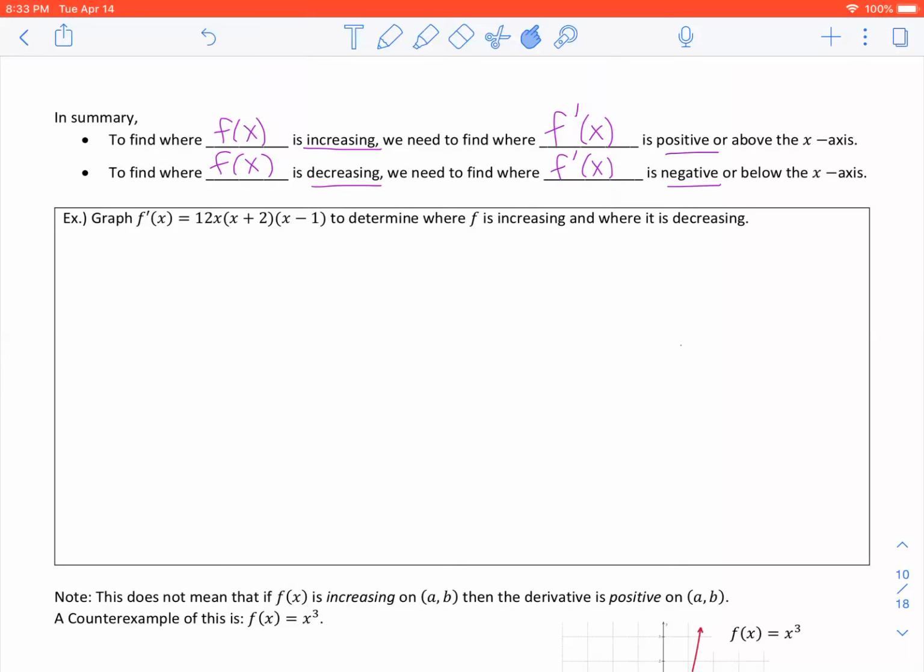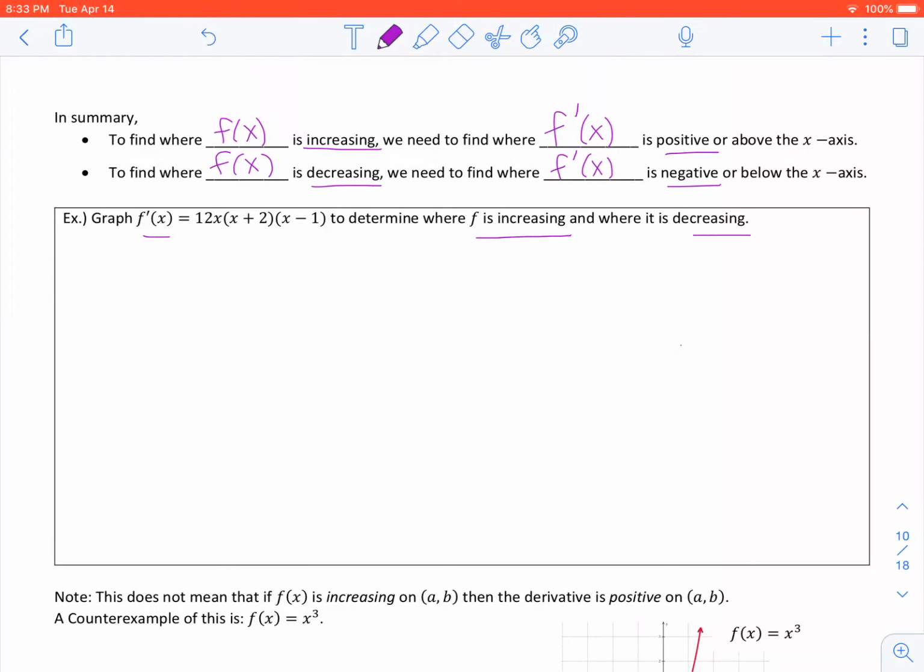We're in section 4.3 at the top of page 10. It says in summary, to find where f of x is increasing, we need to find where the derivative is positive or above the x-axis. To find where f of x is decreasing, we need to find where f prime of x is negative or below the x-axis. And we have an example right below that says graph the derivative f prime of x equals, and we have a function to determine where f is increasing and where it is decreasing.